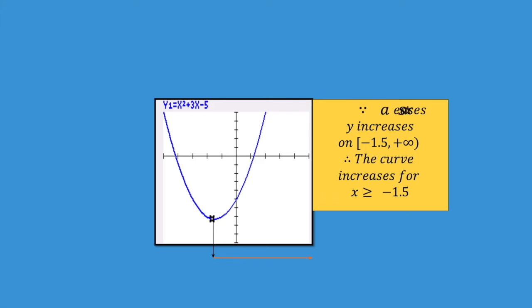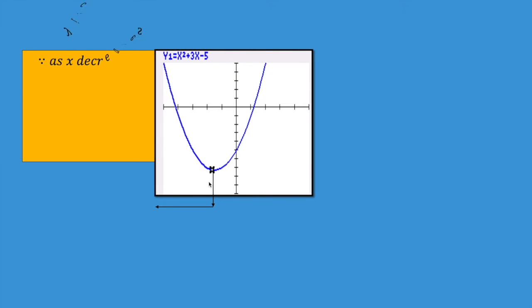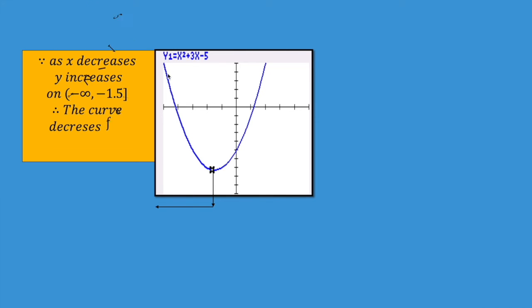As x increases, y also increases on the right side of negative 1.5, and as x decreases, y also decreases on the right side of negative 1.5. So therefore the curve is increasing for x greater than or equal to negative 1.5. If you look at the left side of negative 1.5, as x decreases, y increases, and as y decreases, x increases. So therefore we can see that the curve is decreasing for x less than or equal to negative 1.5.